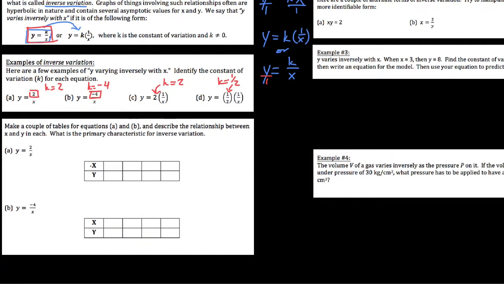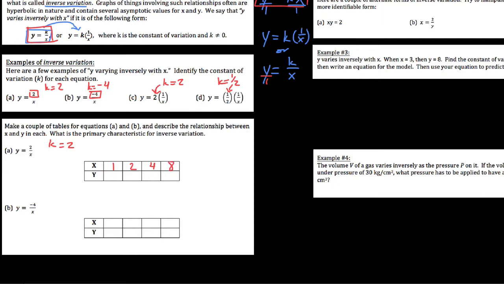What I want to do is look at how these variables behave when we make a couple of tables for them, because we know that direct variation, in our last video at least, we said was an example of linear growth. As x gets bigger and bigger, y gets bigger and bigger in size. What if we were to say now y equals 2 over x, where k, the constant of variation, is equal to 2. What I want to do is make a table and then describe the relationship between x and y. So what if I allow x to be, let's say, 1 and 2, and how about 4, and how about 8?